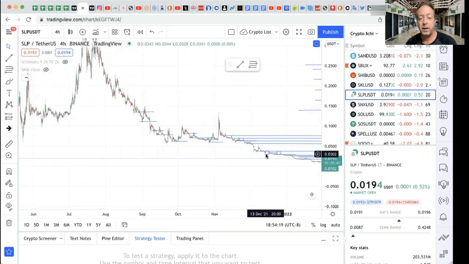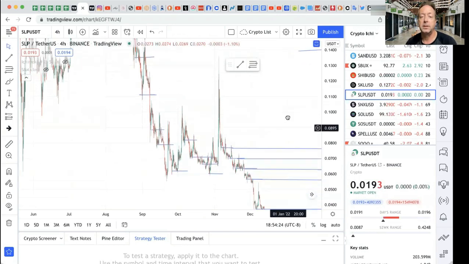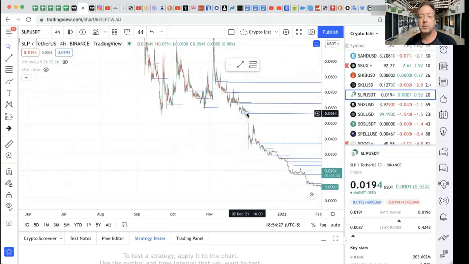Let me spread this out here so you guys can keep seeing. All right, see, it broke that base, almost came back up, it broke that base and came back up, it broke that base and came up right there.